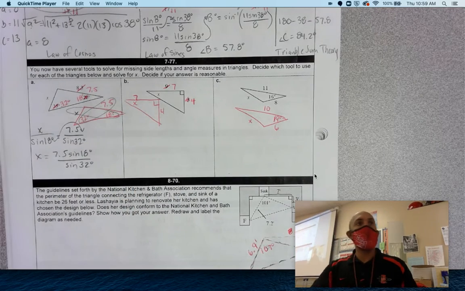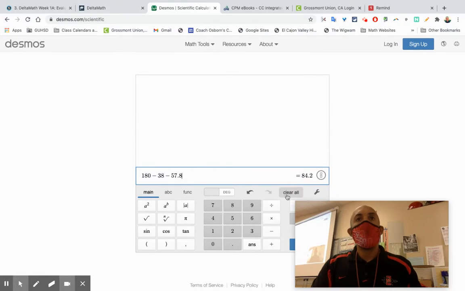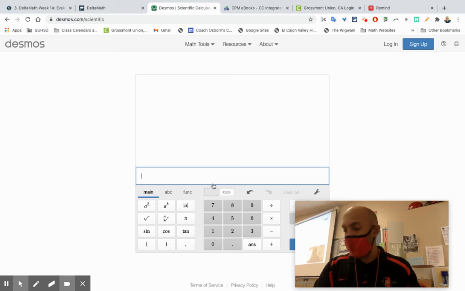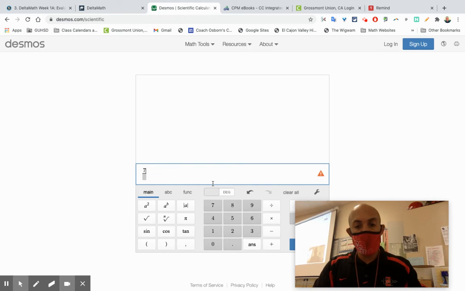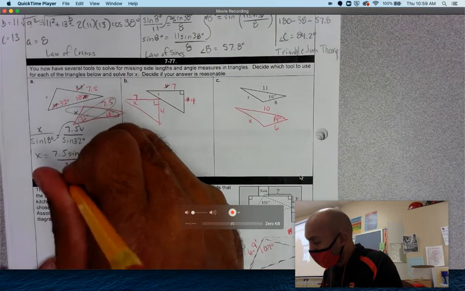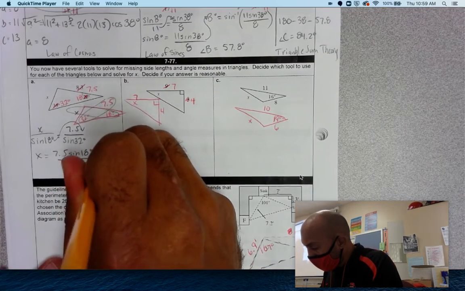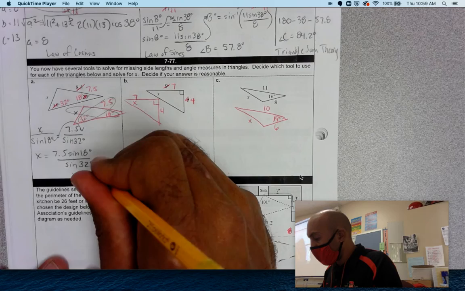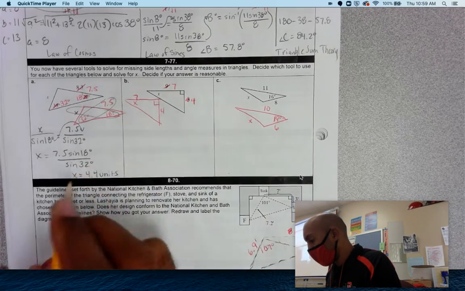All right, so let's set that up. Now we have, what is that? Let's hit divide first. So 7.5 times the sine of 18 divided by the sine of 32 degrees. So 4.4. So x equals 4.4. And there's no units there, so I'll just say 4.4 units.